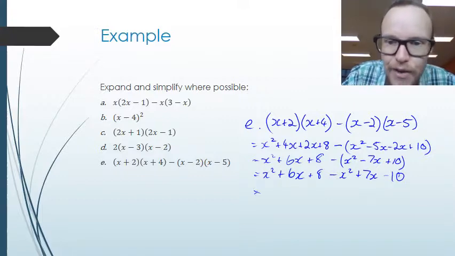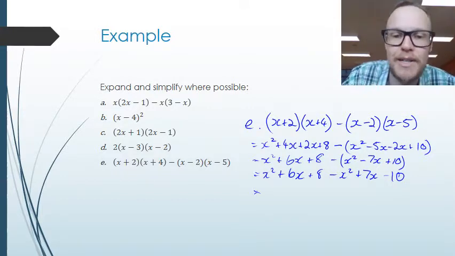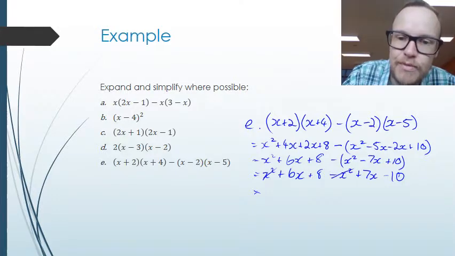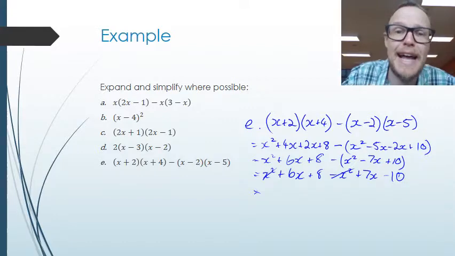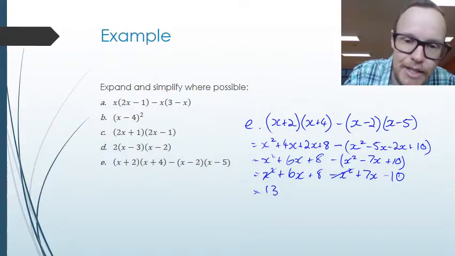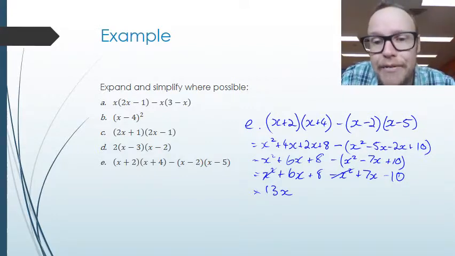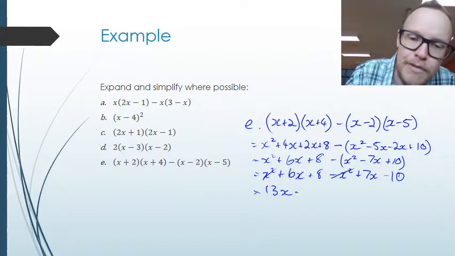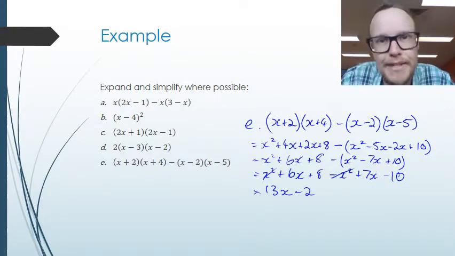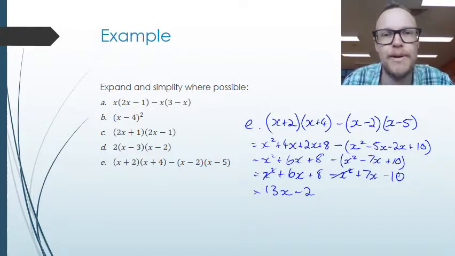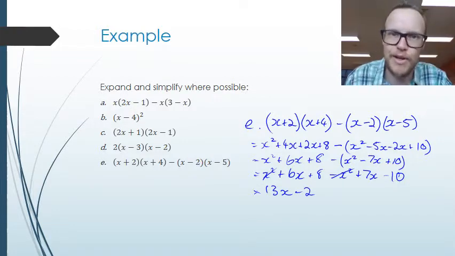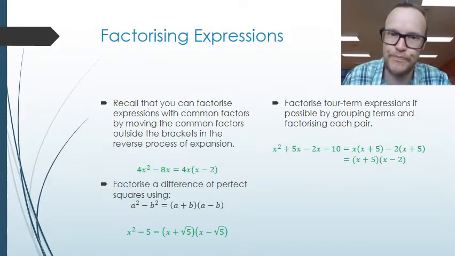I can now simplify. I've got x squared minus x squared. Those cancel. I've got 6x and I add 7x. That's 13x. I have 8 and I subtract away 10, minus 2. So that is our expanding of that slightly more challenging question. Remember, if I'm taking away that binomial expansion, I'm taking away the whole thing.